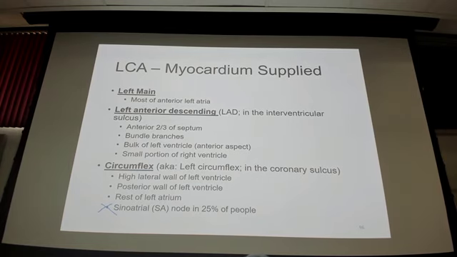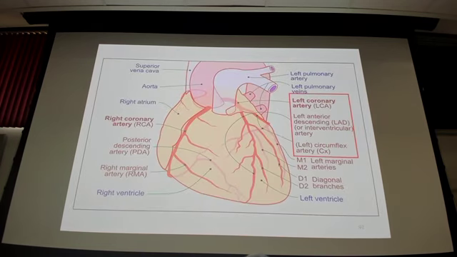It's an anomalous placement of the SA node. Most of the time the SA node is in the right side of the heart, the right atrium. If it's anomalous, you know what I mean, if it's in the wrong spot, how about that? Then the minority of people may have problems if they have a left circumflex MI or a blockage. But don't worry about it, okay?